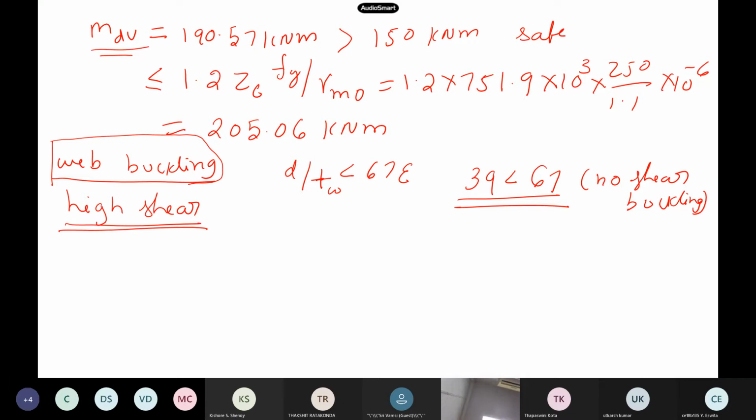Generally, for all beams, whether dead load or live load, you follow it as UDL only. So you can just check it near the supports. So this is the most important thing.